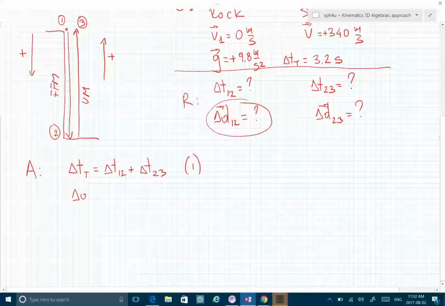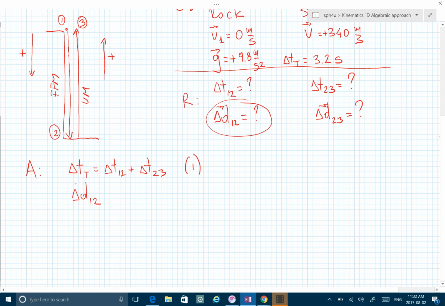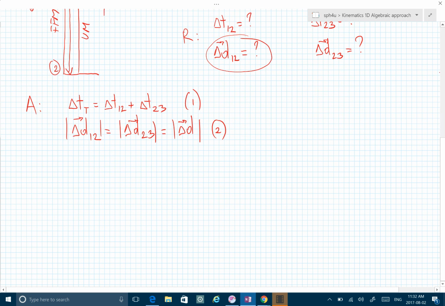The other thing is that delta d from 1 to 2 in magnitude is the same as delta d from 2 to 3, right? Whatever distance the rock had covered is the same distance the sound has to travel up, right? So let's just call it delta d to keep it simple, all right?